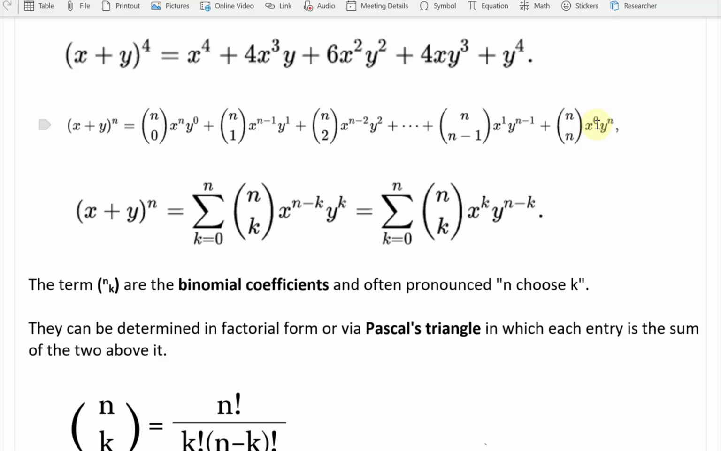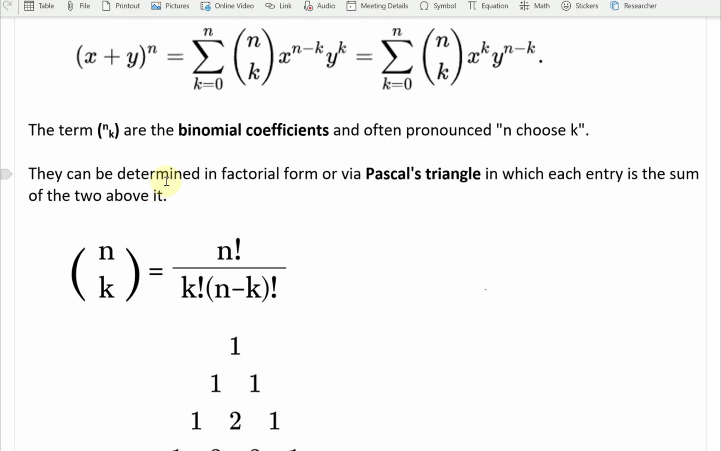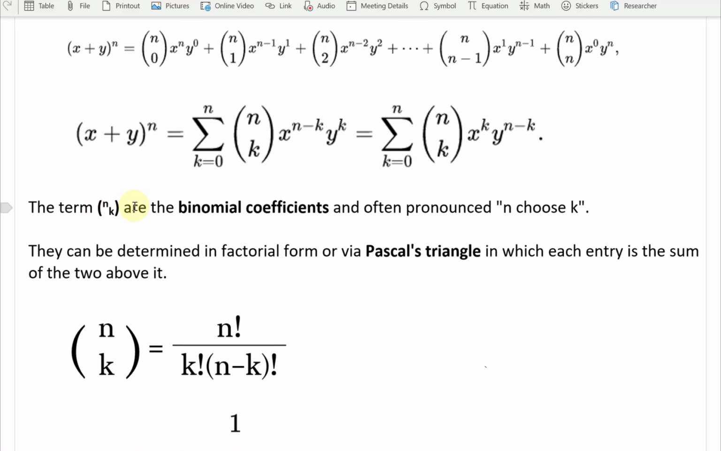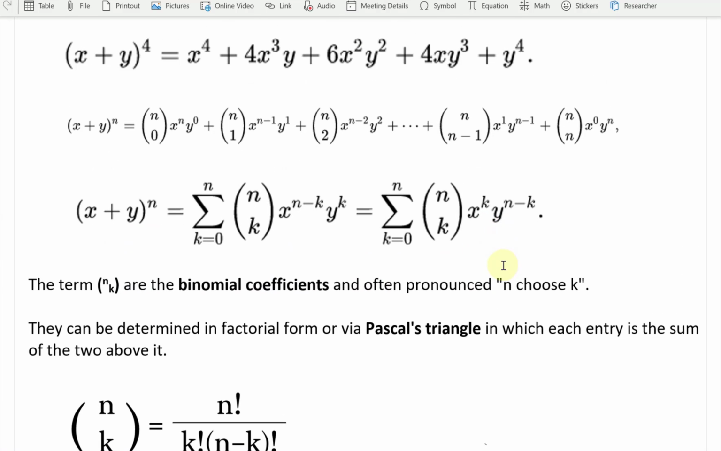You just start from here, x to 0, and then y to the power of n, and then you just go backwards. So you could write it as in either order. And the terms n over k, in brackets like this, are the binomial coefficients, often pronounced "n choose k". So this right here.